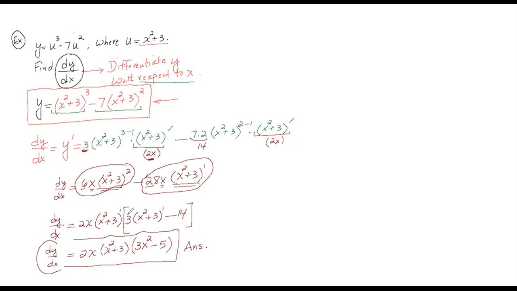I took that 3, timed it in here, distributed the 3 here. So 3 times x squared is 3x squared. 3 times 3 is 9. And then I did 9 minus 14. That's how I got negative 5. Okay, thank you. You're welcome.